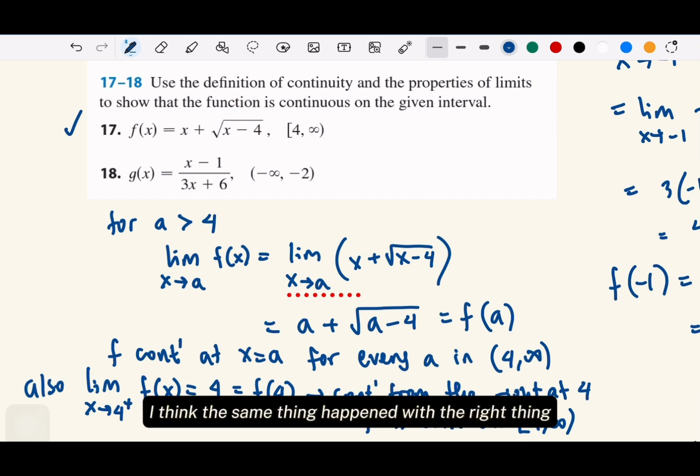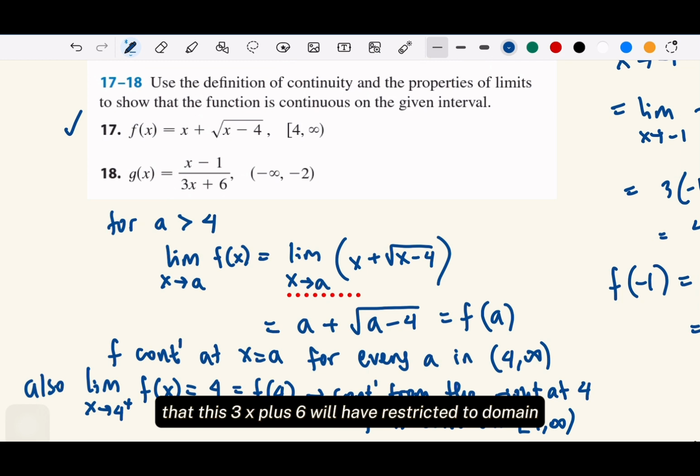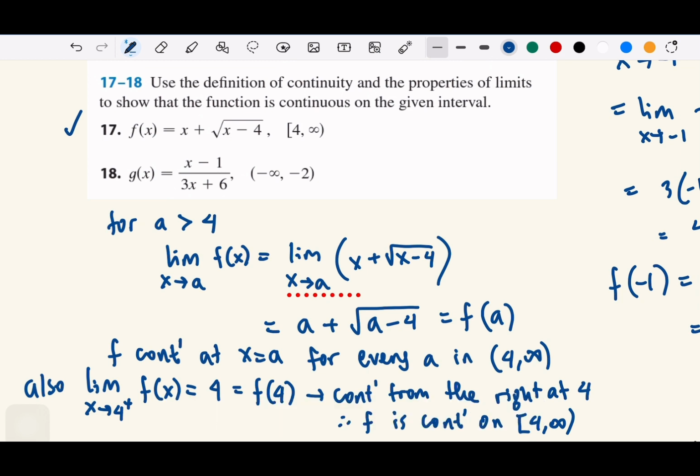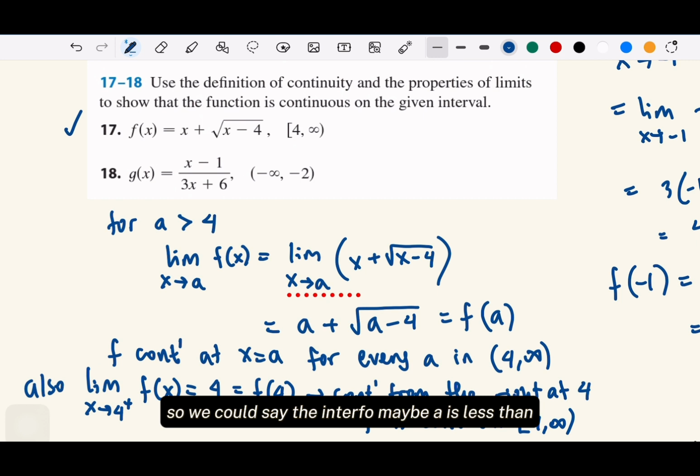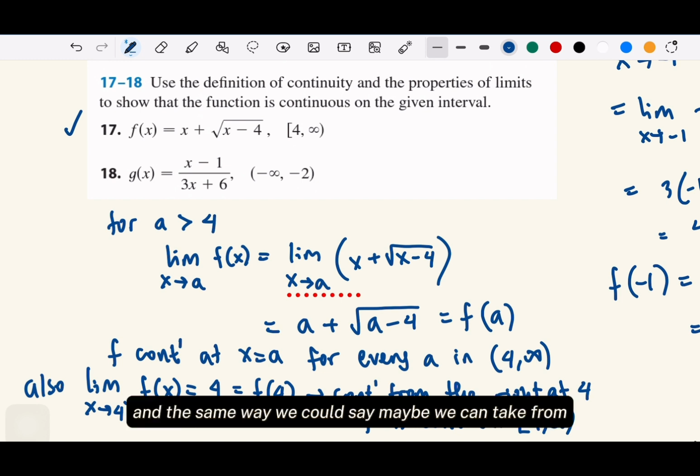Okay, I think the same thing happened with number 18. You can try it yourself. I think you could have a sense for all these reasons that this 3x plus 6 will have restricted the domain. So that's why we need to have this interval. So we could say the interval may be a is less than -2, and then that will be continuous. And the same way, maybe we can take one side limit and then see the continuous. Same way.